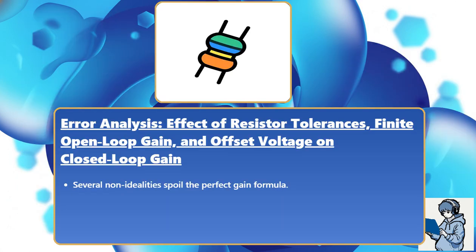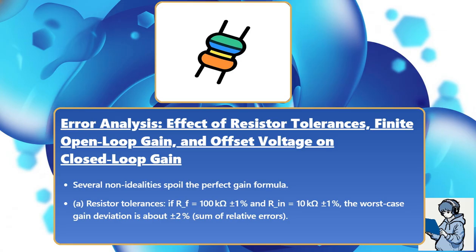Several non-idealities spoil the perfect gain formula. A. Resistor tolerances. If R_F equals 100 kilohms plus or minus 1% and R_in equals 10 kilohms plus or minus 1%, the worst-case gain deviation is about plus or minus 2%, the sum of relative errors.